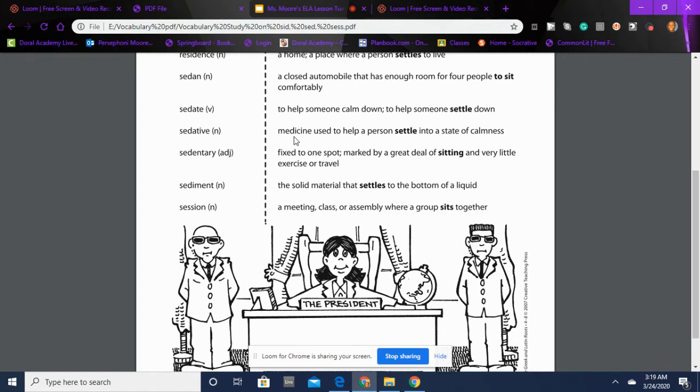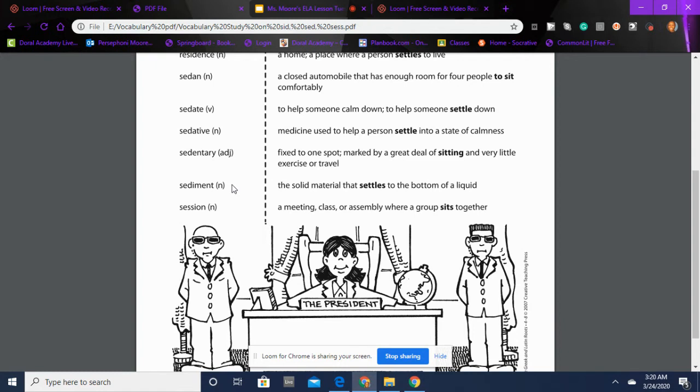Sedentary is an adjective. Sedentary is fixed to one spot, marked by a great deal of sitting and very little exercise and travel. When you are fixed to one spot and you have very little exercise or travel, you're just in a state of sitting. That's usually not the best place to be. A lot of the time, a lot of older people we would consider sedentary because they're a little older and they can't move as much as they were able to before. So they are fixed to that one spot.